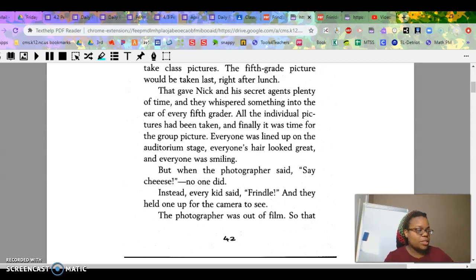So remember, my question is asking about Mrs. Granger reacting to the group picture. So I'm continuing to read to see how she is going to react.